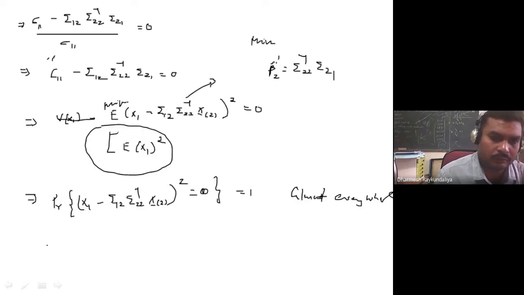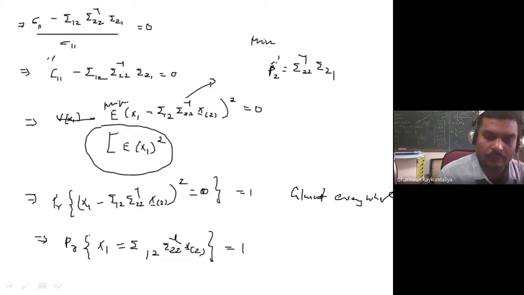So that suggests that if you take the square root, x1 equals sigma 1 2 sigma 2 2 inverse x2 with probability 1. So when the multiple correlation coefficient is 1, x1 takes sigma 1 2 sigma 2 2 inverse x2 almost everywhere. So it is suggesting that x1 and the predicted values are the same.